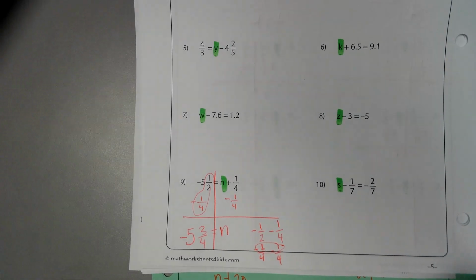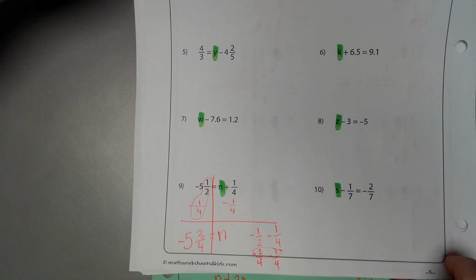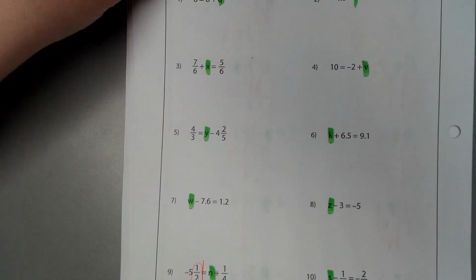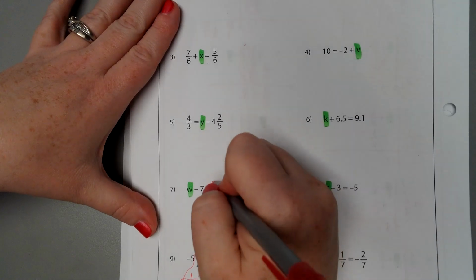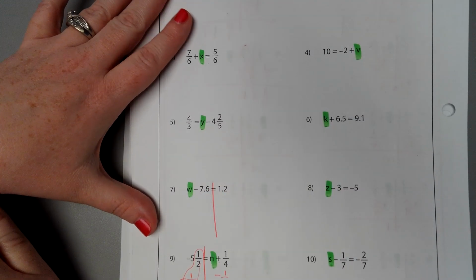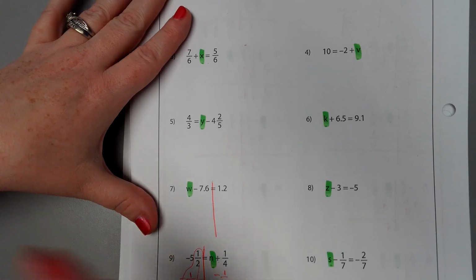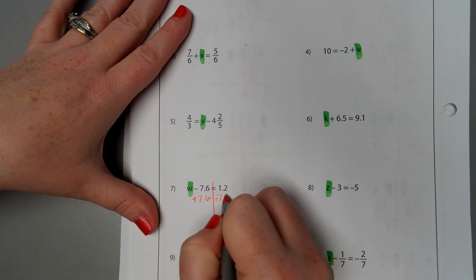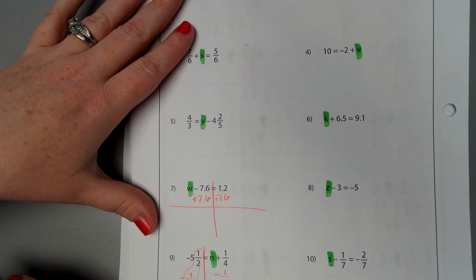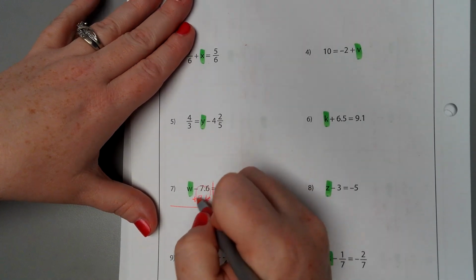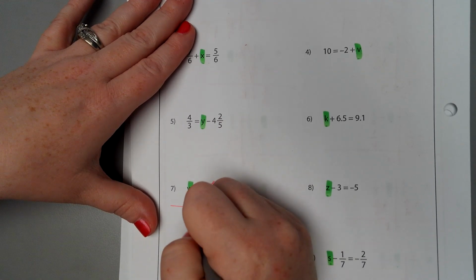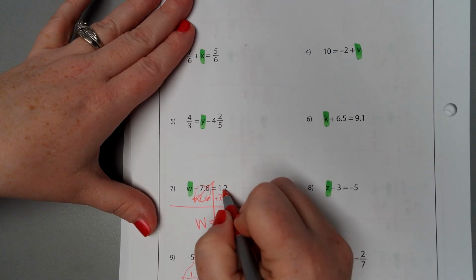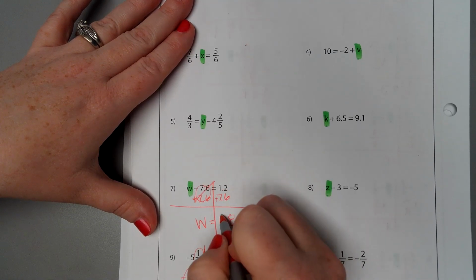Alrighty, let's do a decimal one. So I'm going to do number 7. We have W minus 7 6/10 equals 1 2/10. The opposite of minus would be to plus. Make sure your decimals are lined up, because when you have decimals, they have to be lined up to add them properly. Our 7 6/10 cancel each other out, leaving us with W equals. So I have 2 plus 6, which is 8. Bring my decimal down. And 1 plus 7 is 8.